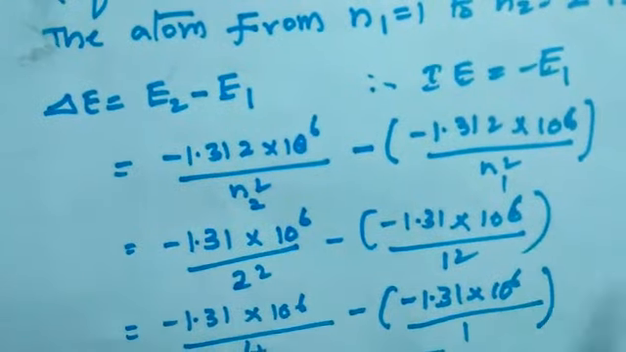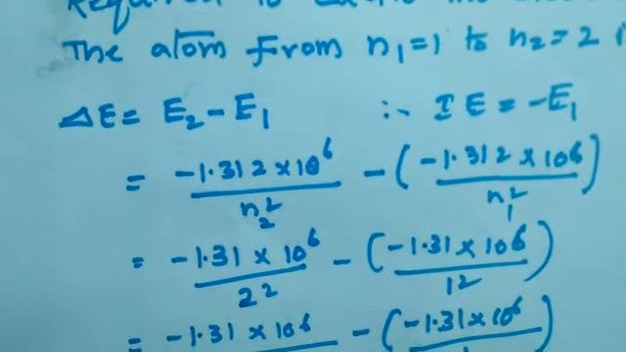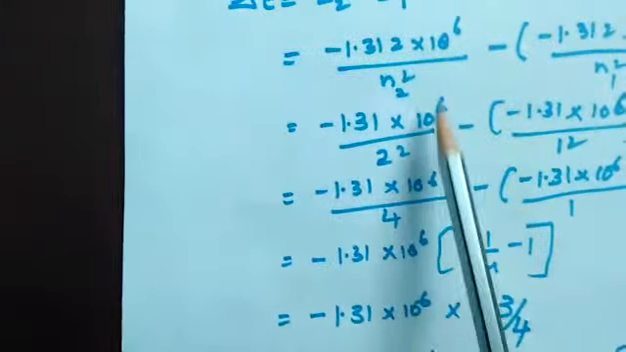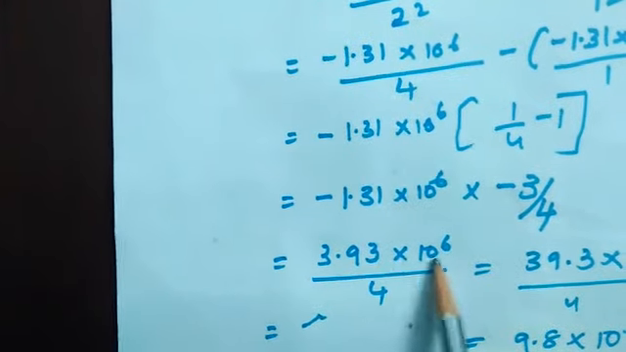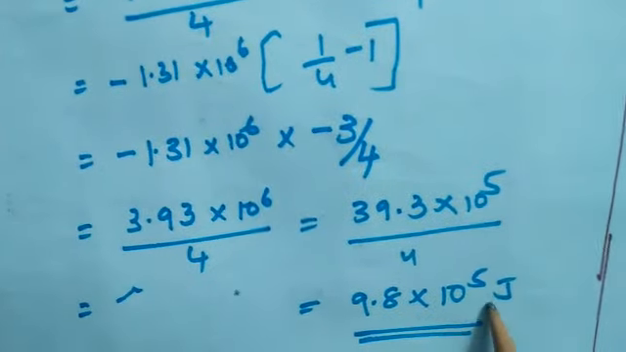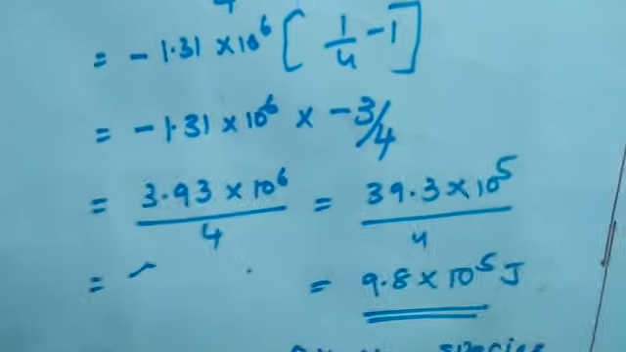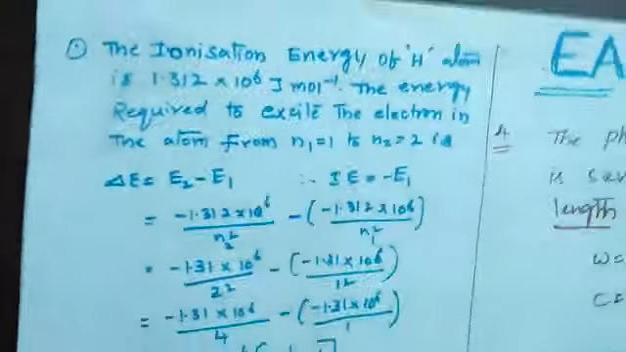Here the electron is always coming from n1 to n2. It means n1 is equal to 1 and n2 is equal to 2. Then you can substitute the values in the following way: n2 is equal to 2, it means 2 square, n1 is equal to 1 square. Then finally you can get minus 3.39 into 10 power 6 by 4, it means 9.8 into 10 power 6 joules. So this is the energy required when the electron jumps to the excited state. So this is another important model, my friends.